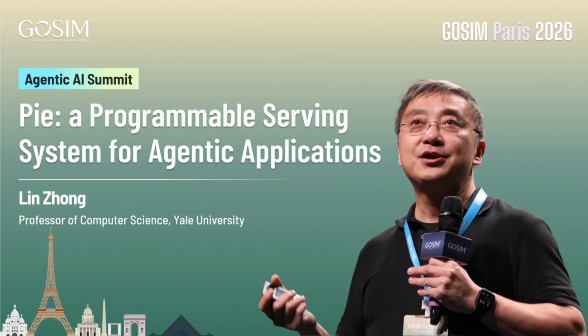So here are some quantitative results, right? We compare Pi with vLLM and SGLang, and we can improve both latency and throughput by up to 1.5 times. This is not all, right?